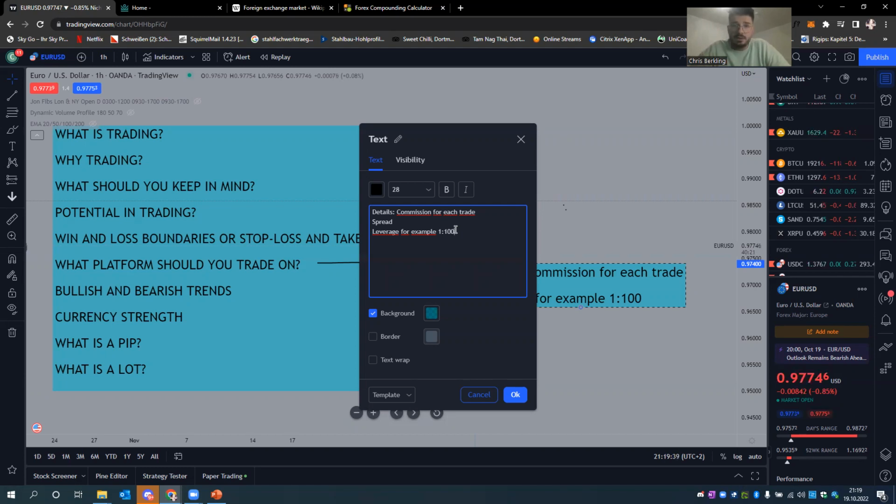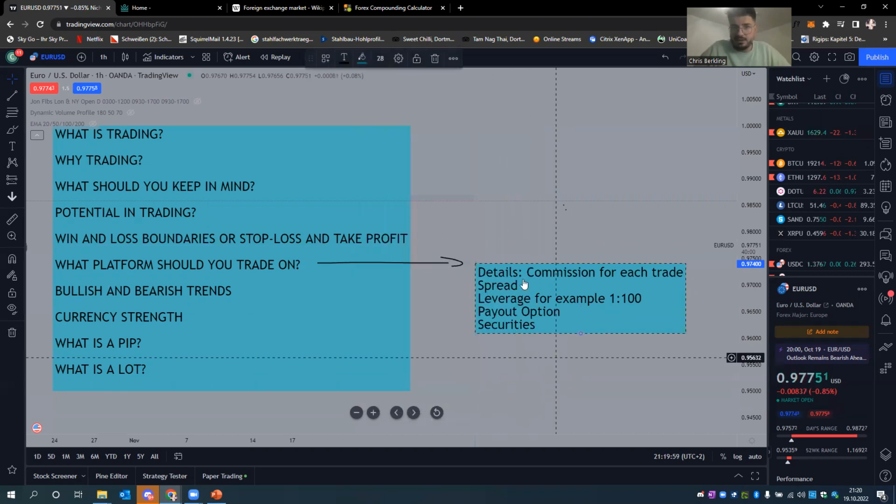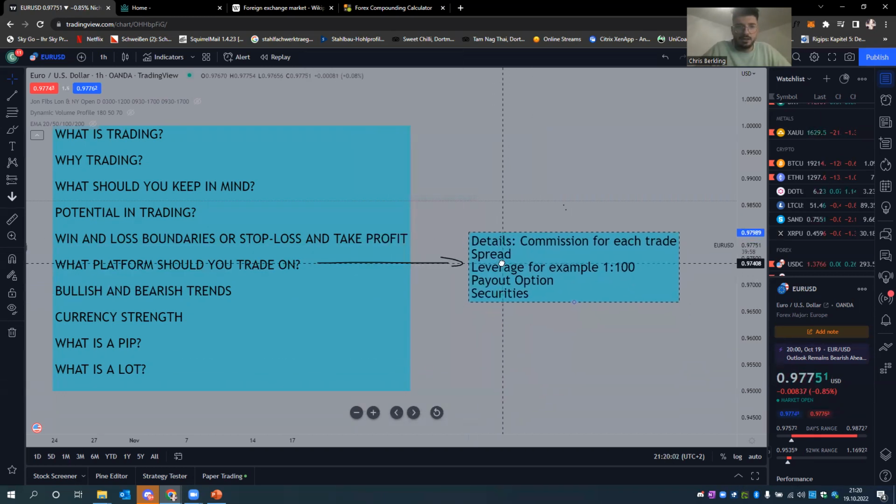And then also payout options. How can you get your money out of the account again? And securities. So some brokers are regulated, some are not. Some have banks behind them so that your money is secure in case of the broker going bankrupt or something like that. So those are things that you need to look up if you want to find a good broker.